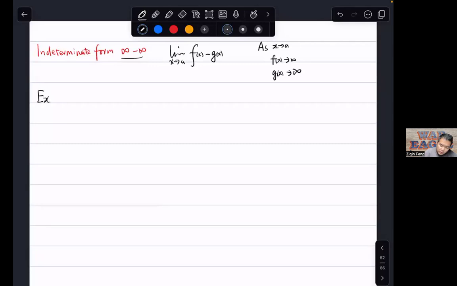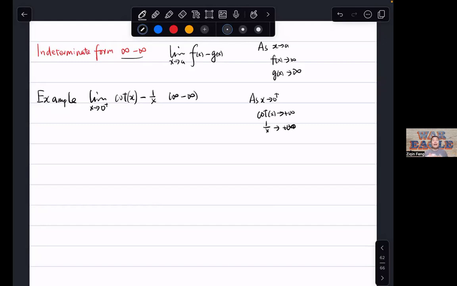So remember, we have only one way to handle this kind of limit, L'Hopital's rule, which handles quotients. So whenever you are given an example, for example, this, cotangent of x minus 1 over x. Because as x goes to 0 on the right side, cotangent of x goes to infinity, 1 over x also goes to infinity, right? This is basically infinity minus infinity. So we can only handle quotients using L'Hopital's rule, right?